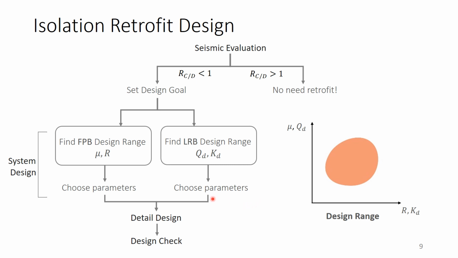After the system design will be the detailed design, and at last we have to check the design. So the design range just looks like the figure on the right side. For the X and Y axis, it will be the important parameters of the two isolation systems.